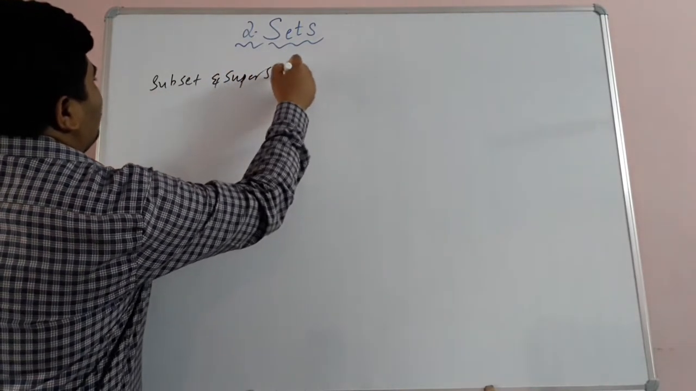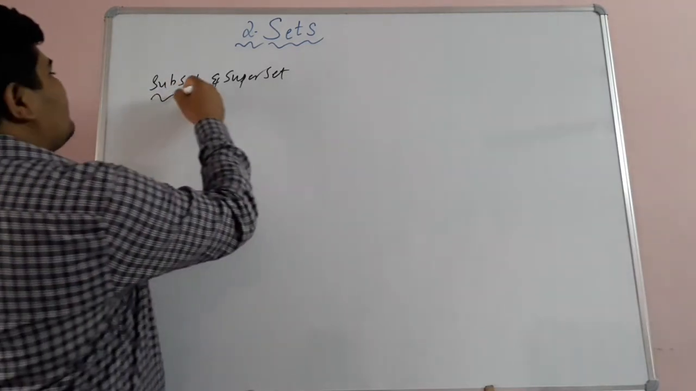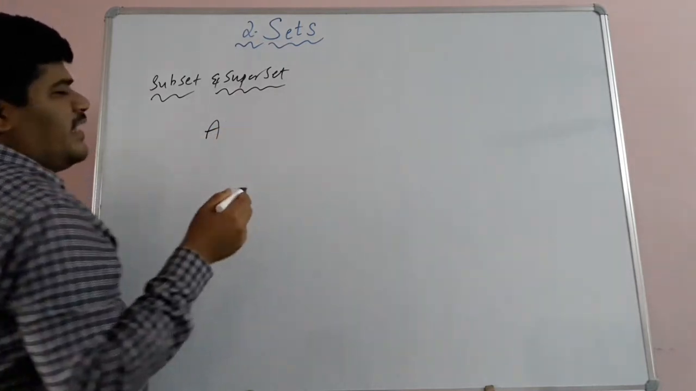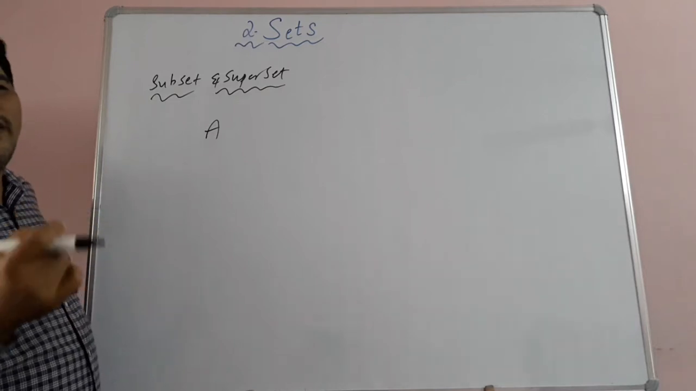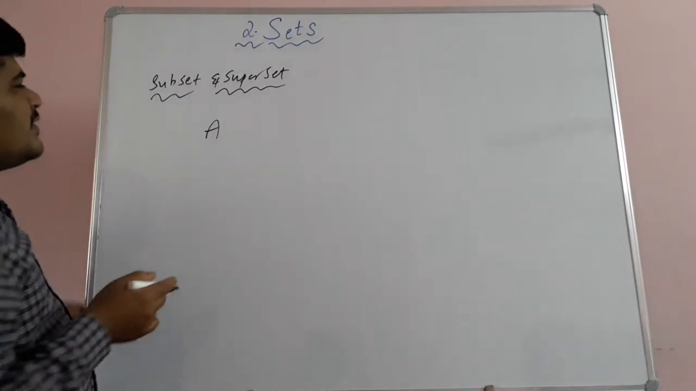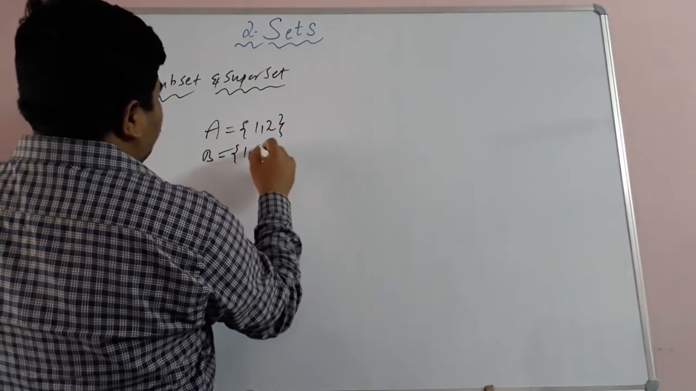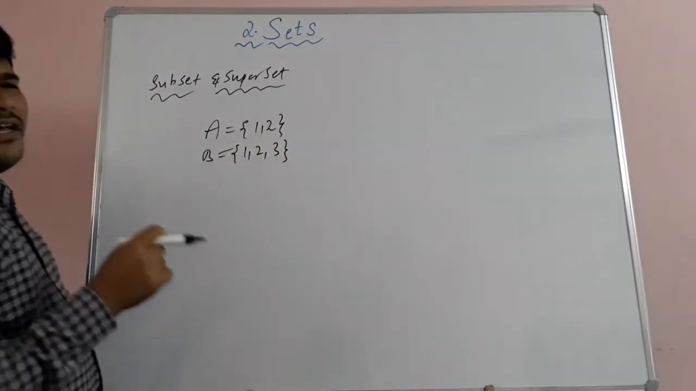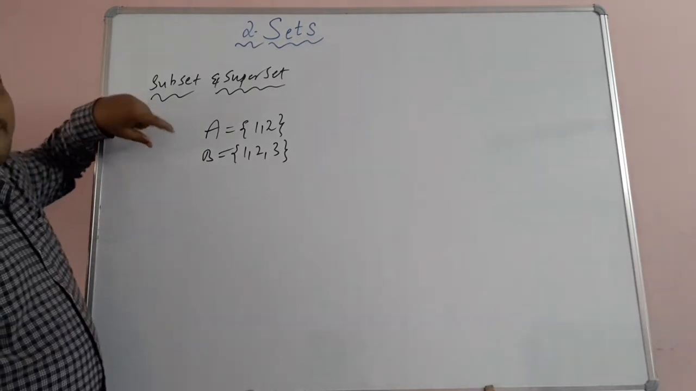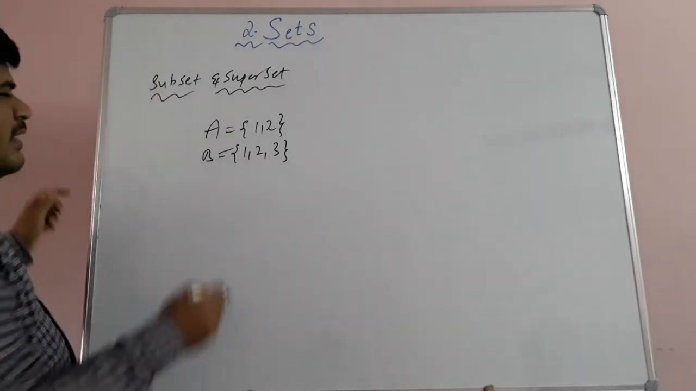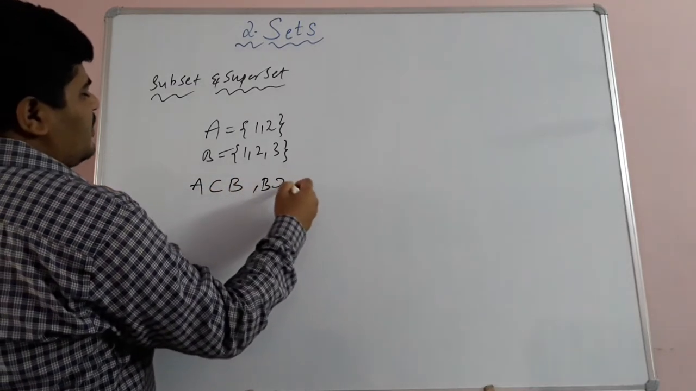Subset means, suppose each element of set A is also there in set B, then A is said to be a subset of B and B is said to be a superset of A. Suppose you take set A as {1, 2} and set B as {1, 2, 3}. Whatever elements are there in set A are also there in set B. Here set A is said to be a subset of B and B is said to be a superset of A. Symbolically, we write A is a subset of B and B is a superset of A.